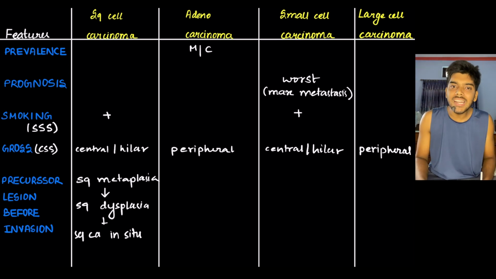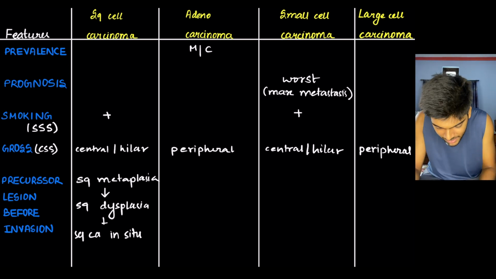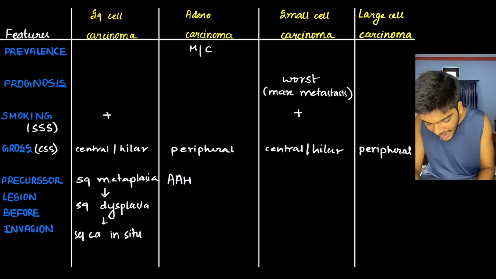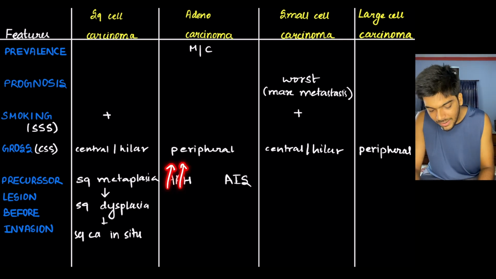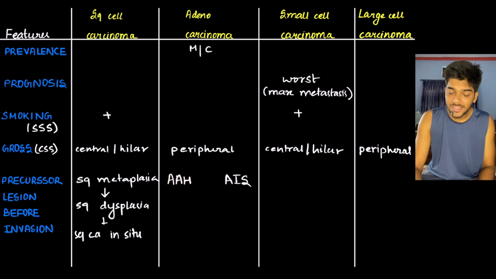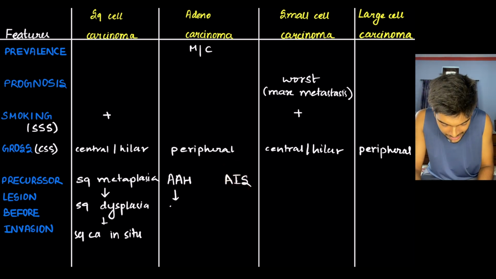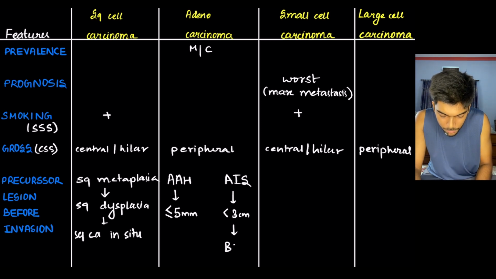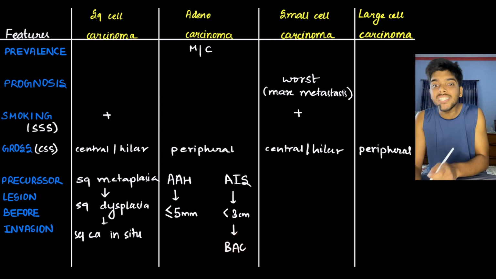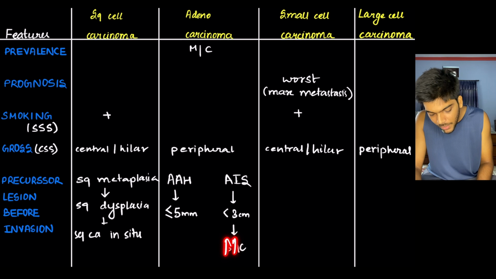All right. Second, adenocarcinoma. It has two precursor lesions, AAH and AIS. AAH stands for atypical adenomatous hyperplasia. AIS stands for adenocarcinoma in situ. AAH is less than or equal to 5 millimeter in size. AIS is less than 3 centimeter in size. AIS is also referred to as BAC or bronchoalveolar carcinoma.